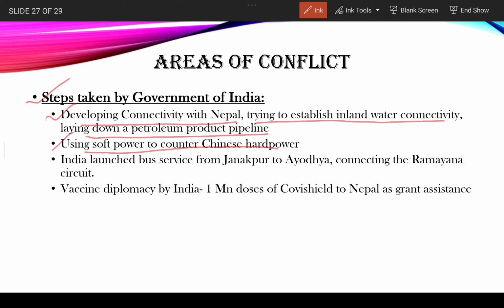Then is using soft power to counter China's hard power. India launched a bus service from Janakpur to Ayodhya. Janakpur is the birthplace of goddess Sita, and Ayodhya the birthplace of Lord Ram. So this connects the Ramayana circuit. Another one is the vaccine diplomacy used by India: 1 million doses of Covishield were provided to Nepal as grant assistance. So these are the various steps which have been taken by the government of India.